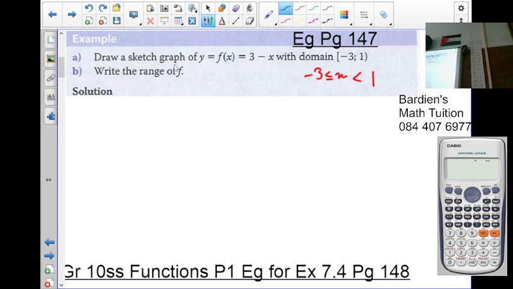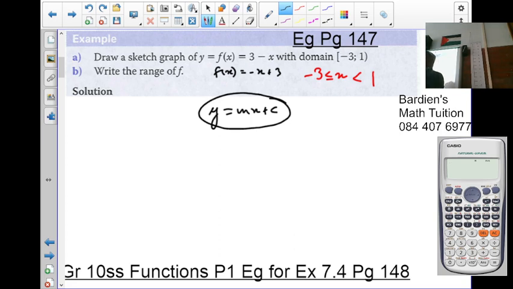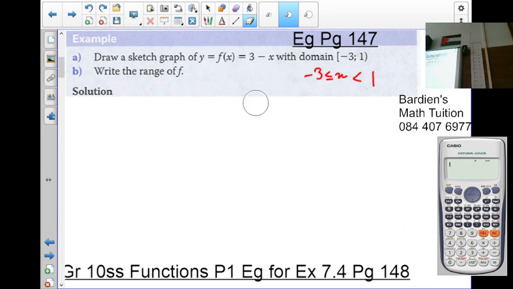This graph is actually in the form of y equals mx plus c. That means f of x is equal to minus x plus c. What's your m value? -1. What's your c value? 3. Can you see it's in that form? So what type of graph is this? Straight line or linear graph. Okay, so that's number 1. You guys were confused about that as well. Okay?